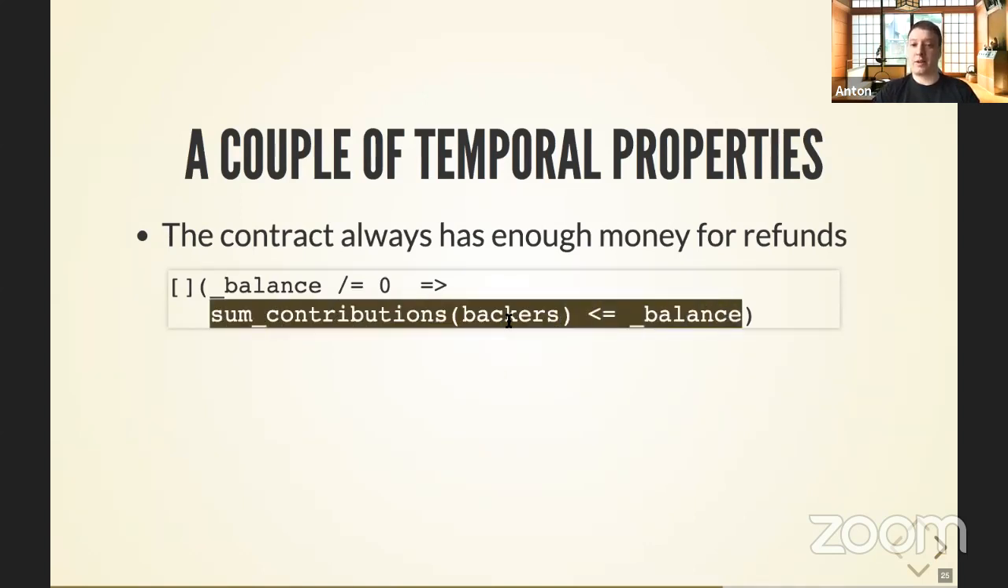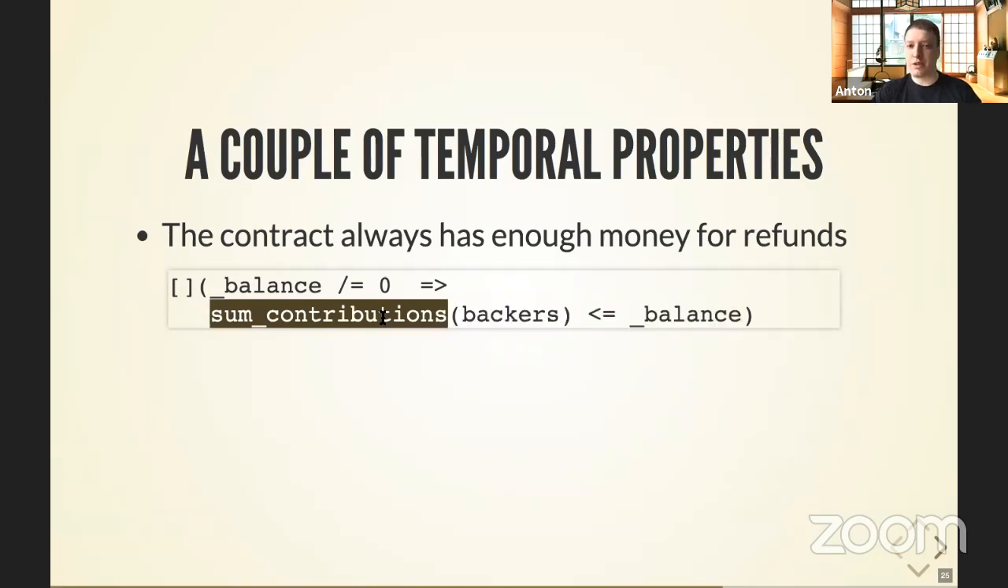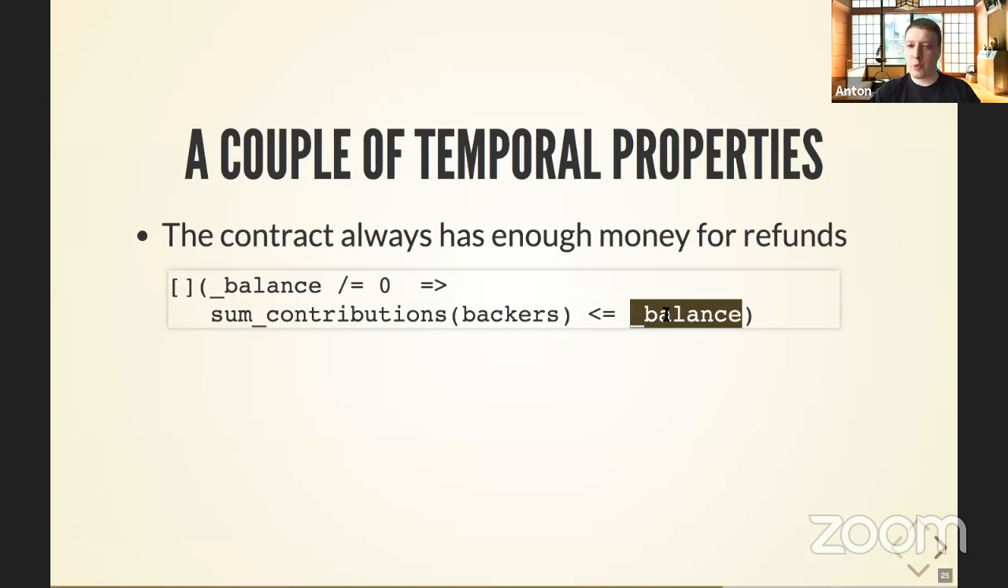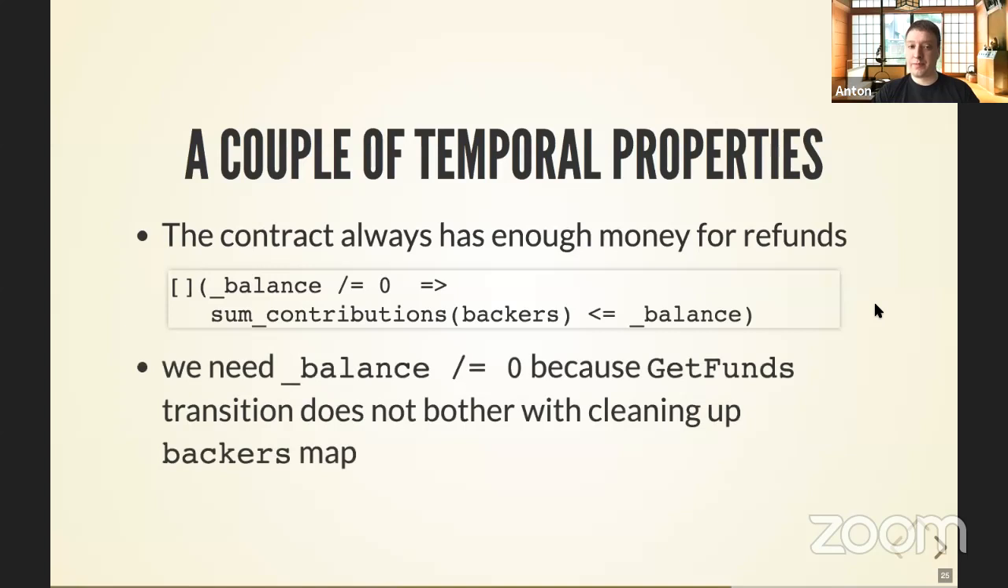But what's important here is this part. We are saying that, okay, let's say we have all our backers, we get the sum of all the contributions for all the backers, and that sum should be less or equal to the balance, right? So we always have enough money, more than enough, to actually refund everybody. And what makes this property temporal, related to time, is this box. This says always, at any point in execution, this is true.